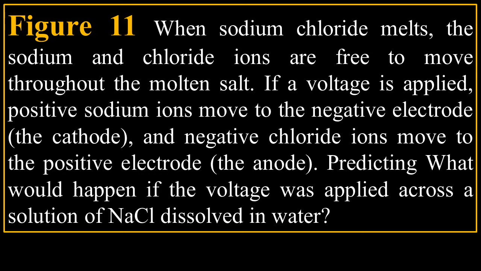Figure 11: when sodium chloride melts, the sodium and chloride ions are free to move throughout the molten salt. If a voltage is applied, positive sodium ions move to the negative electrode, the cathode, and negative chloride ions move to the positive electrode, the anode. Predict what would happen if the voltage was applied across a solution of sodium chloride dissolved in water.